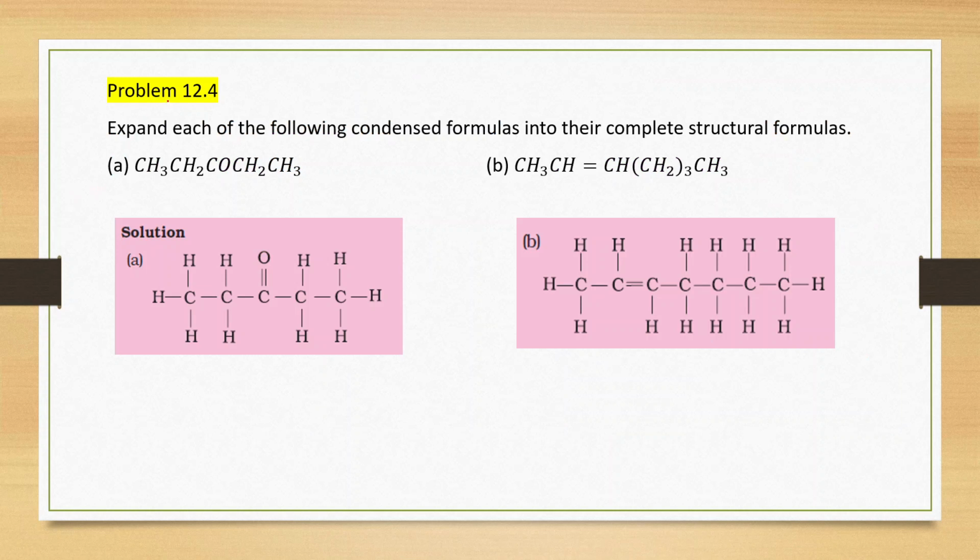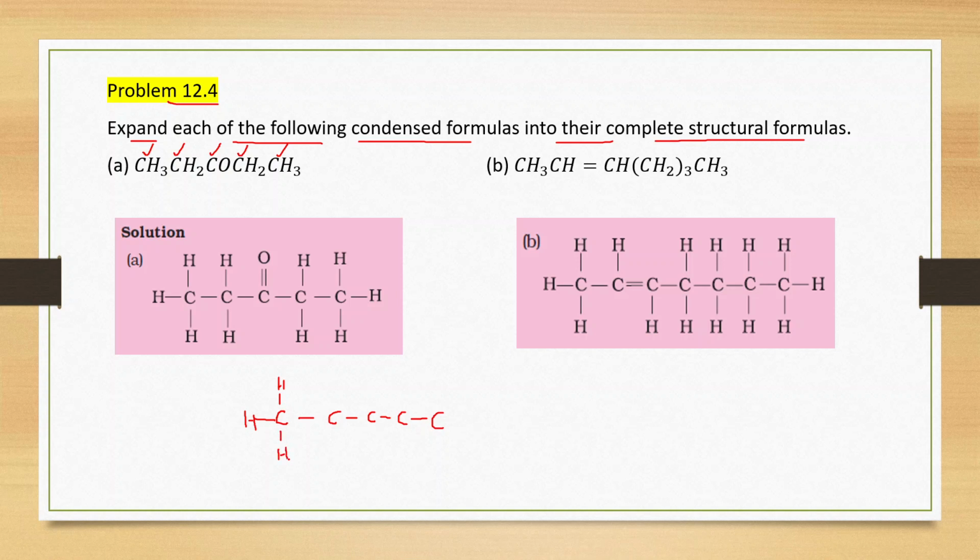Now see problem 12.4. Expand each of the following condensed formulas into their complete structural formulas. Okay. Now see, first of all count the carbon atoms. 1, 2, 3, 4 and 5. Okay. So you can make 1, 2, this is 3, this is 4 and this is 5. Now mention the hydrogen atoms by a dash. Attach the hydrogen atom to the carbon by a dash.